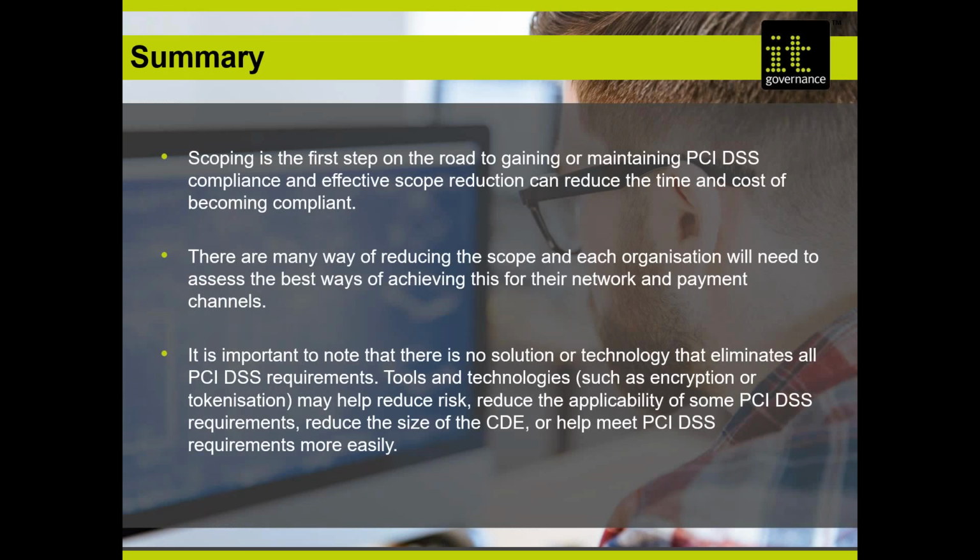What we've established is that there are many ways of reducing the scope, and each organization will need to assess the best ways of achieving this for their network and payment channels. So whilst we've discussed scope reduction by network logical segmentation, and we've discussed using encryption and tokenization to remove cardholder data, or using technical solutions like P2PE, they're by no means the entire set of ways of reducing scope.